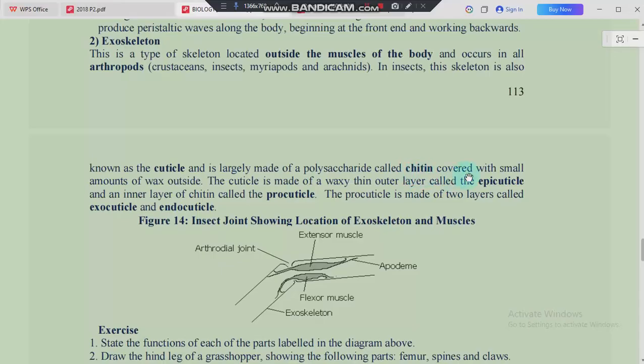This chitin is covered with small amounts of wax outside. So the cuticle is made up of a waxy thin outer layer that we call the epicuticle. And the inner layer of chitin is called the procuticle. The procuticle is made up of two layers, which we call the exocuticle and the endocuticle. This is what makes up the procuticle.